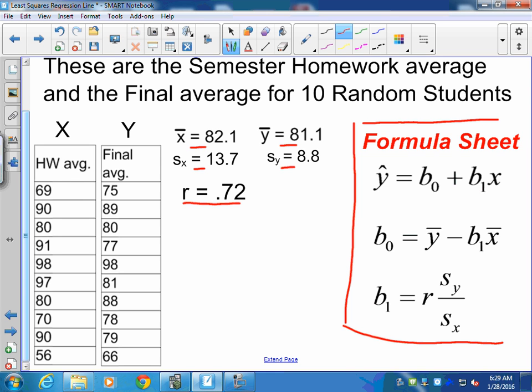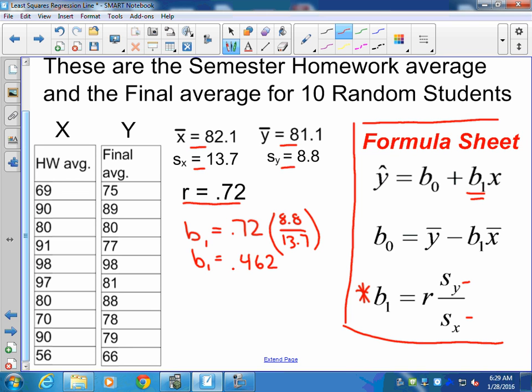So now, if we're building it, first thing we have to do is start with what we call B1. They show you the form of the equation on the formula sheet. So B1 is our slope. B sub 1 equals our correlation value, 0.72, times, and remember, this looks just like a slope, standard deviation of y over standard deviation of x, 8.8 divided by 13.7. So we do that calculation, we get our slope value of approximately 0.462, and we'll talk about that value and interpret it here in just a little bit.